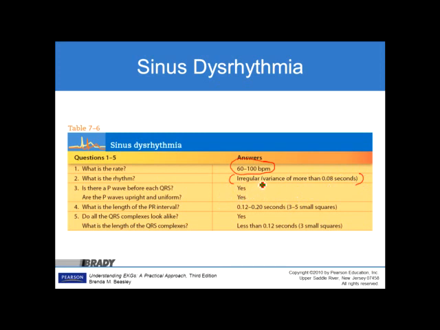Is there a P wave before every QRS? Yes. And are they PURU? Yes. What is the length of the PR interval? Less than 0.20. Do the QRSs all look alike? Yes, and the QRS width is less than 0.12. Now, the only thing that sets this aside is step 2, which is: what is the rhythm? It is irregular, and the variance is more than 0.08 seconds, or 2 small boxes.